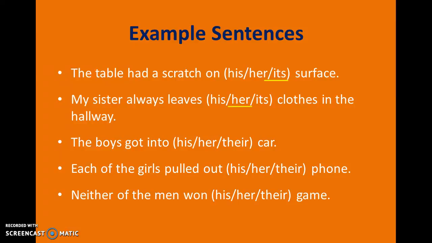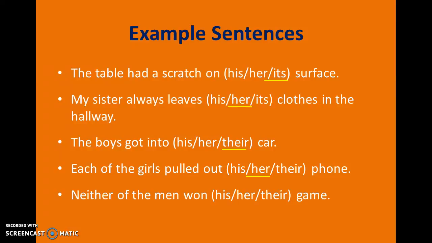Third sentence, the boys got into his, her, or their car. Now you're looking at a plural subject of boys, so now you want to use a plural pronoun, which is going to be their. In the fourth sentence, each of the girls pulled out his, her, or their phone. This is an example of a sentence where the subject is actually each, so we're looking at an individual singular pronoun to match up with our antecedent. So you would actually want to use her because obviously we're talking about whoever each of the girls is. It's still a girl, it's still female, so you would use her as the pronoun.